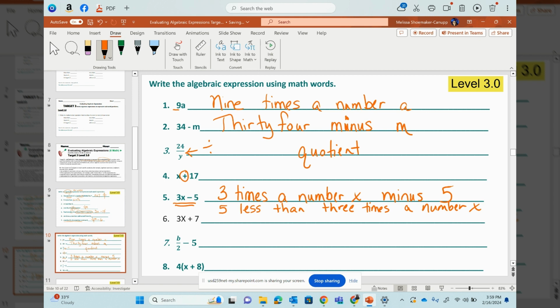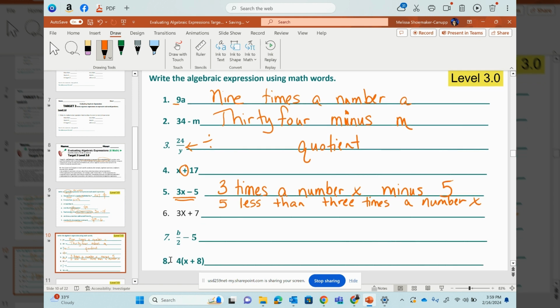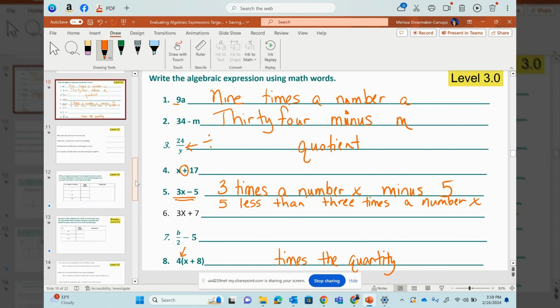Okay. Now, this 8th one here, I'm just going to show you, okay? Because when you get 4, that means multiply times what's inside. So we say times the quantity, then you're going to talk about what's inside the parentheses. Okay, so I'm going to let you fill in those blanks. I kind of gave you some starters for that, okay? So pause and go ahead and finish that.